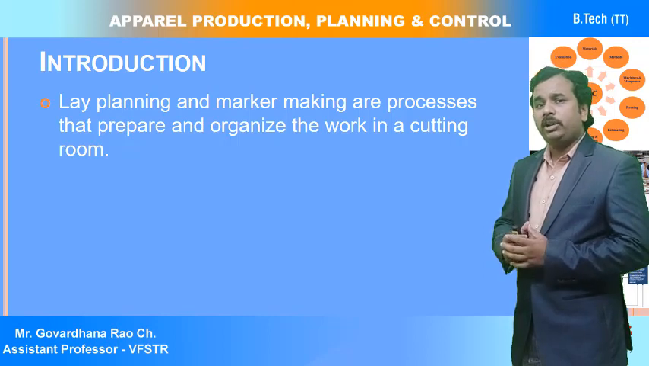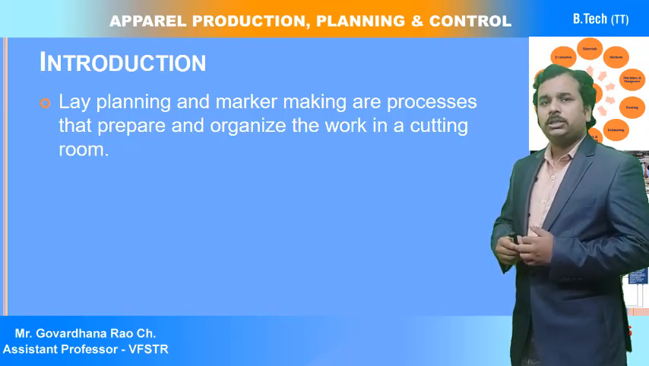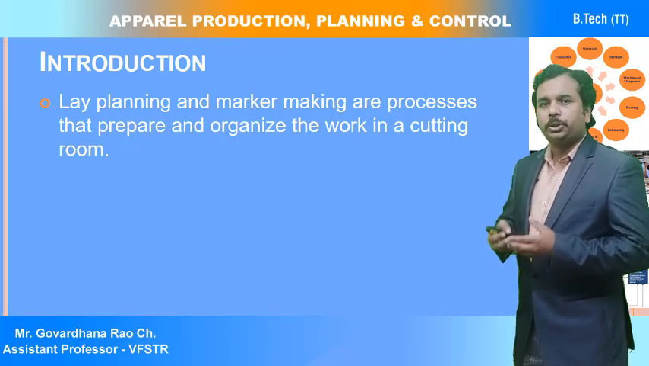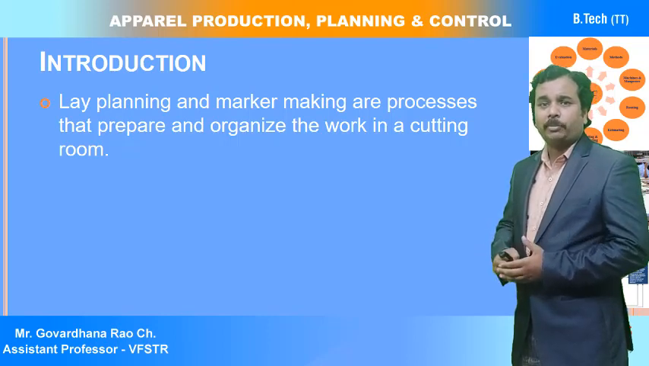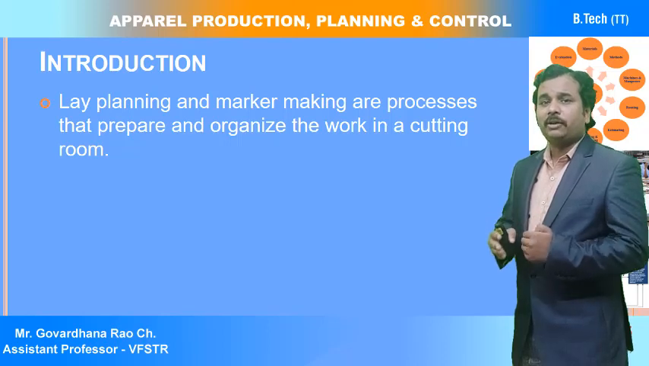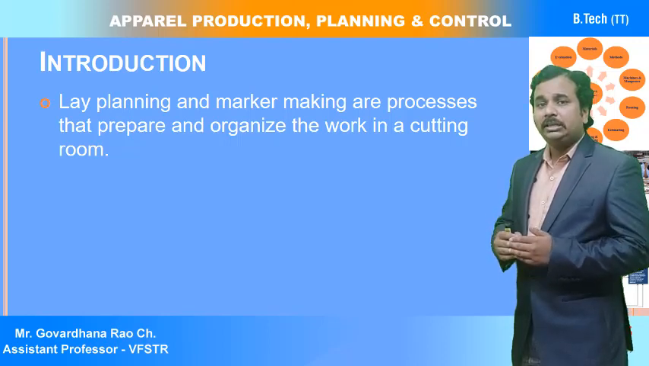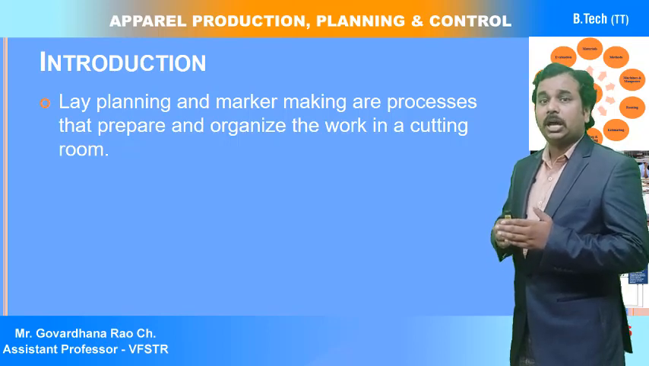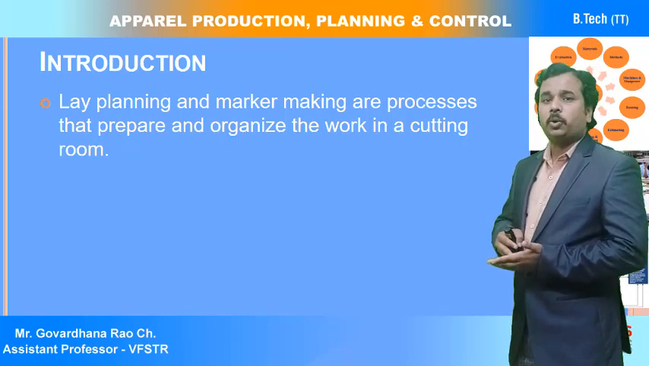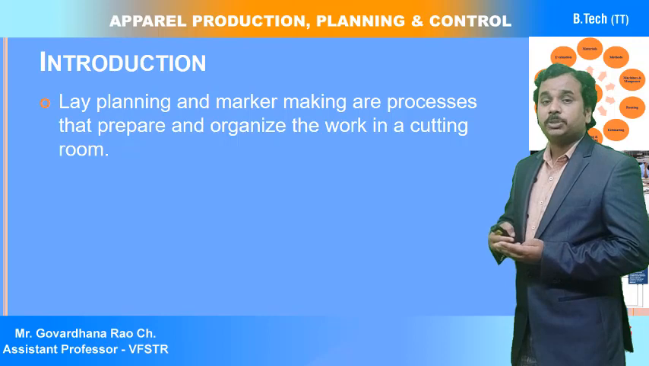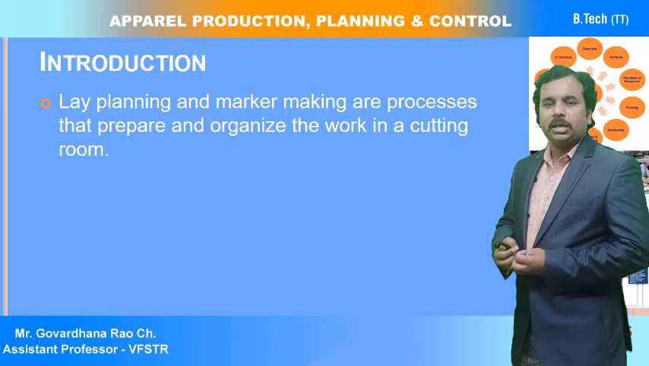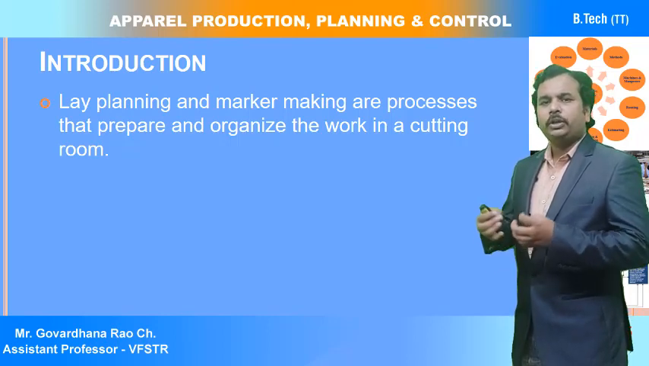As per the quantities given, the customer will ask that for a particular size, this many garments are required. Depending upon the size of the particular garment, they will give the number of garments required. That is the quantity requirement, and it is given size wise and color wise. Now, lay planning and marker making are interconnected.